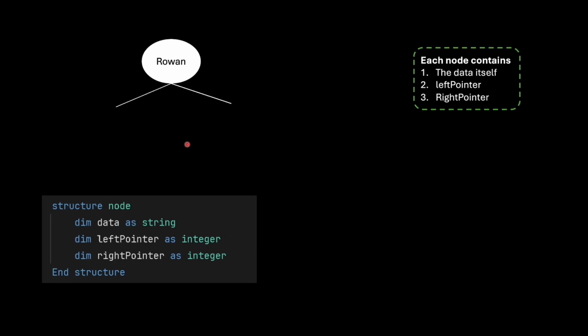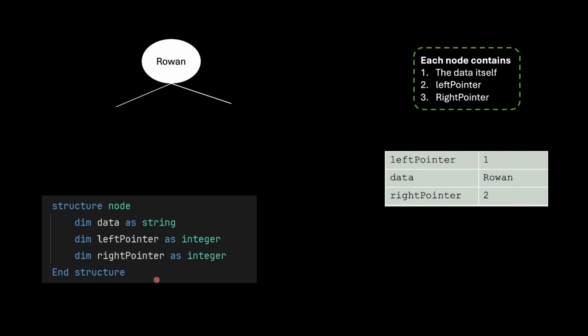Here I have a node, and each node contains three properties: the data itself, a left pointer, and a right pointer. So now we will need to declare a data type to store all these three properties. So what we're going to do is declare a record data type. Here's how that's done in VB.NET. So now I have a way to store all the attributes in a node. So data is Rowan, left pointer is 1, and the right pointer is 2.